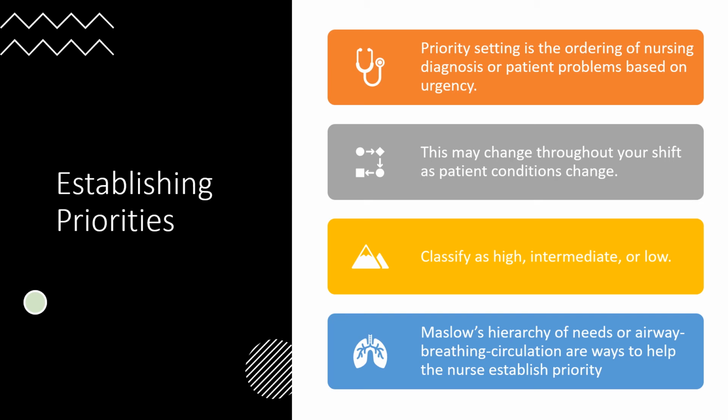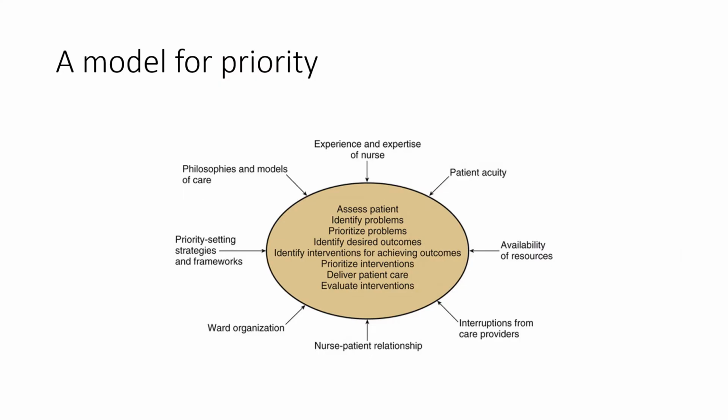And one of the ways that we prioritize is through Maslow's hierarchy of needs. That helps us. If somebody's unsafe or can't breathe, then they become our higher priority. So I'm going to refer you to this. I'm not going to read this to you, but it's a model for prioritization. And one of the key things in here is experience. And you at this moment don't have experience. Every patient interaction you have throughout nursing school and throughout your nursing career helps to build your experience.